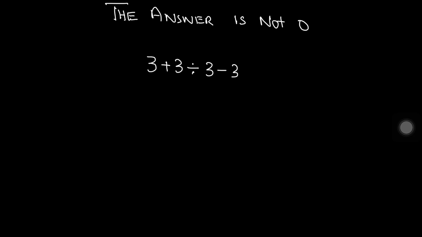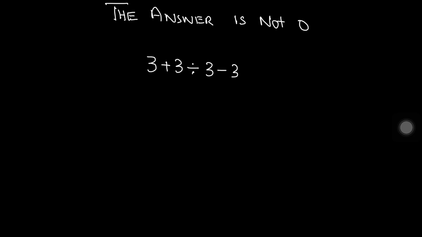So how will we get the answer 0? Because 0 is not the right answer. 0 is the wrong answer. So how do we get 0? When we do not apply the method according to order of operations and according to PEMDAS.